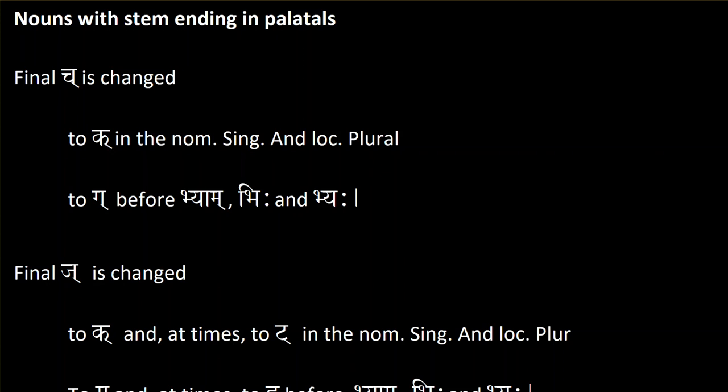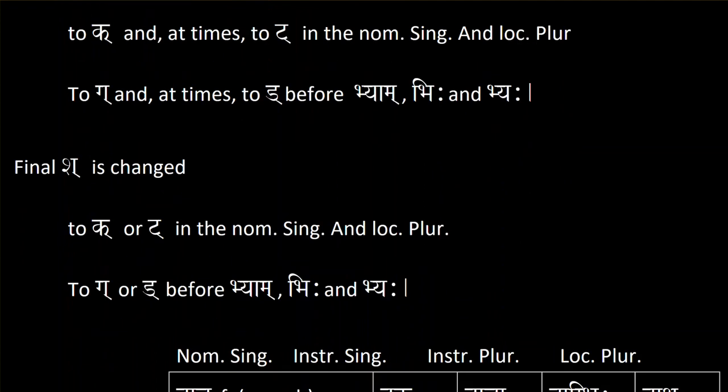We will now go over nouns with stems ending in palatals. The final cha is changed to ka in the nominative singular and locative plural, and the final cha is changed to ga before bhyam, bhis, and bhyas according to the consonant sandhi. We went over this in another video.